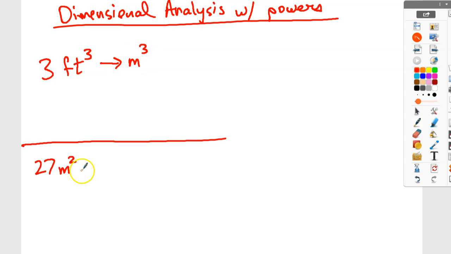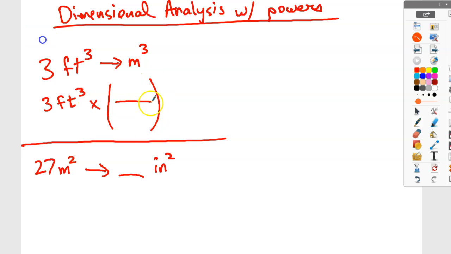And then from square meters, we can go to maybe inches squared down here. So start with 3 feet cubed. And the problem is the cube throws off the conversion factor. So if I'm trying to go to meters from feet, I know that 1 foot is 0.3048 meters.